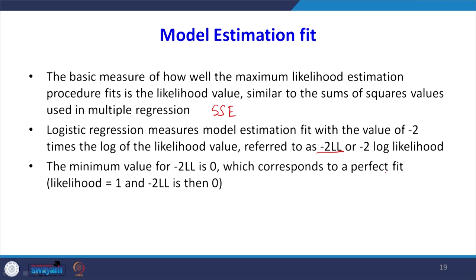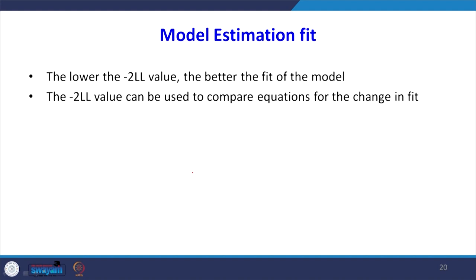So, in linear regression it is SSE, in logistic regression it is minus 2LL. Always, lower is better. The lower the minus 2LL value, the better the fit of the model. The minus 2LL value can be used to compare equations for change in fit.